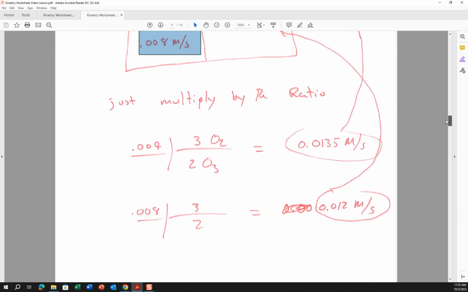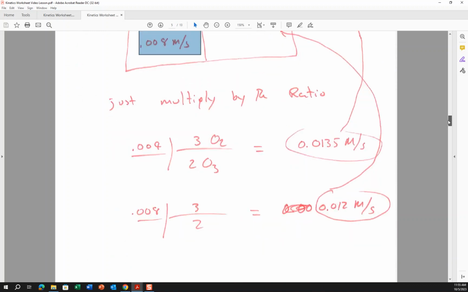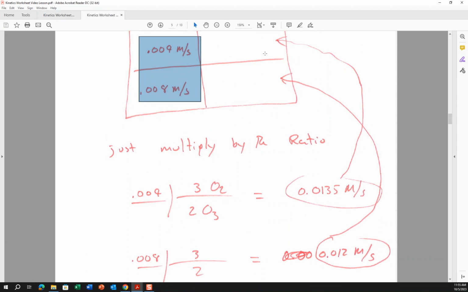So all we have to do is take our rates from the original that we calculated and multiply by the mole ratio, or coefficient ratio, that we're comparing. And so the numbers that go in here are 0.0135 for the rate of appearance for O2 in the first section, and then 0.012 molarity per second there.